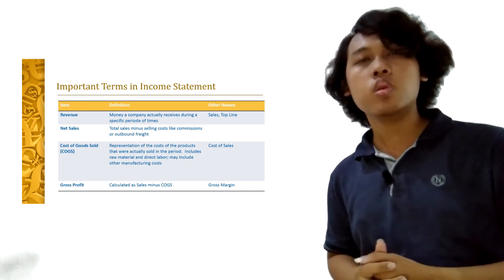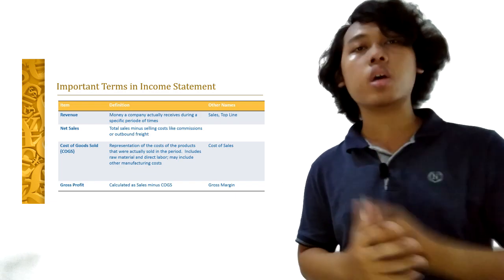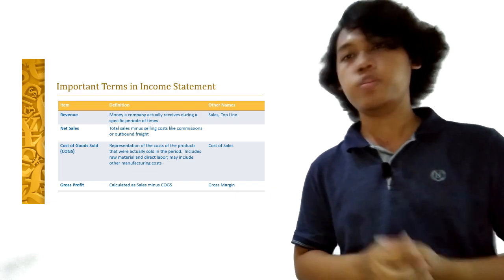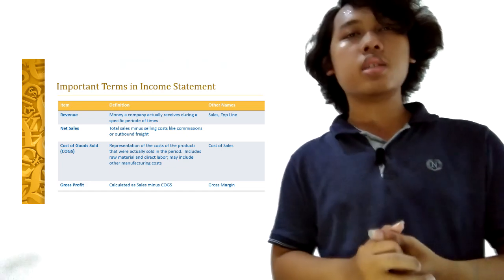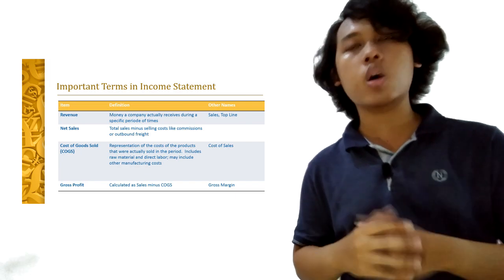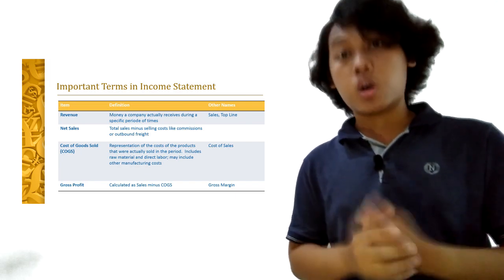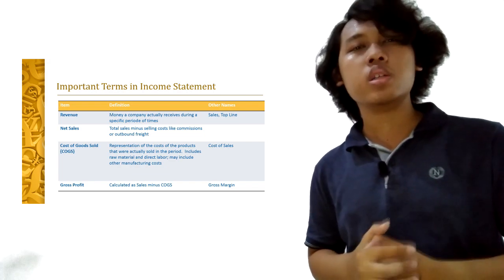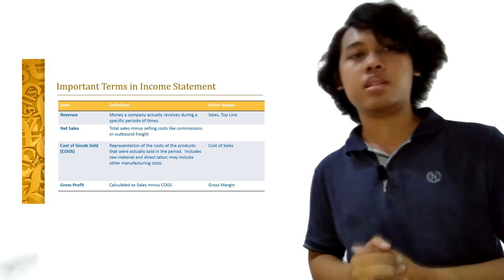First, there is revenue or sales or top line. It is the money a company actually receives during a specific period of time. And then there is net sales. It is total sales minus selling costs like commission or freight. And then cost of goods sold or COGS. It's the representation of the cost of the products that were actually sold in the period of time. It is also known as cost of sales.